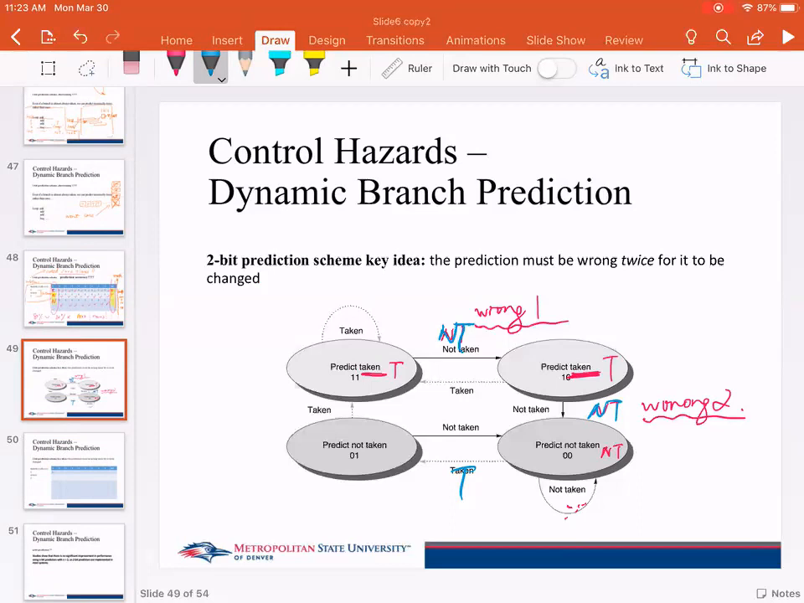So that actually means we got it wrong. So the prediction was wrong one time. And it doesn't matter. I will still keep my prediction to be NT, unless the next situation is also T. Unless the next branch is also T. That actually means I am wrong twice.